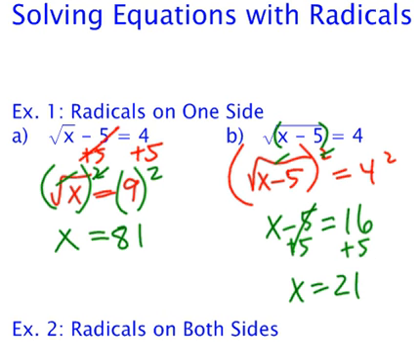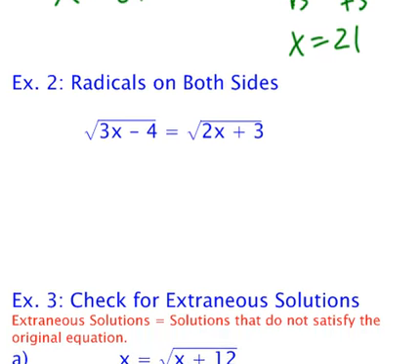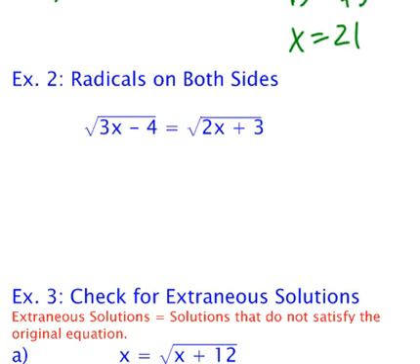Okay, so let's scroll on down to look at example 2. Okay, example 2 says radicals on both sides. Okay, very similar. When we have radicals on both sides, it's okay. We're still going to do the same process. It's just a matter of making sure that we don't accidentally forget our square root sign. So what we're going to do here is we have the square root of this equals the square root of that. So we're going to square both sides again.